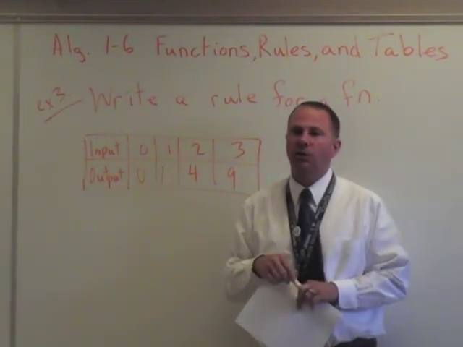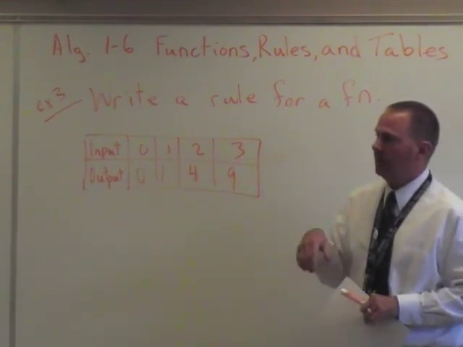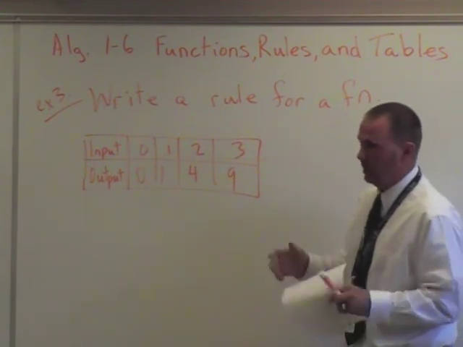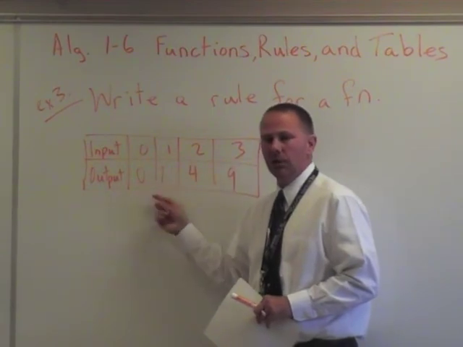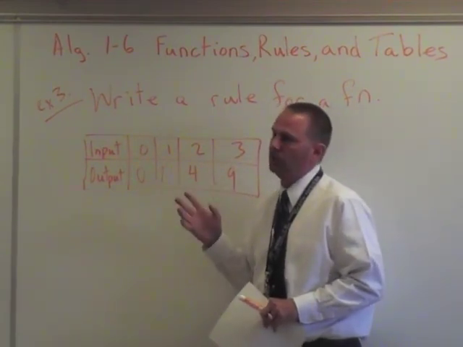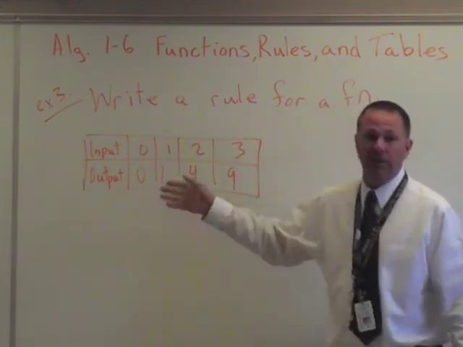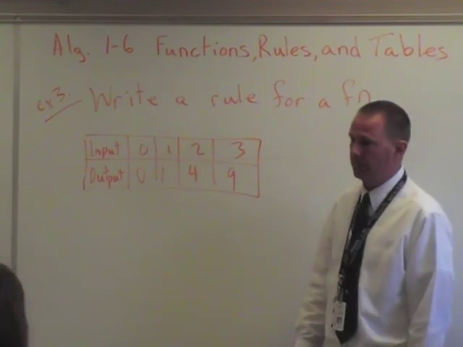Now here's what you need to do. I know you guys have done this in the past, but really what you need to be asking yourself when you get ready to write a rule for this is, what is happening to my inputs to get these outputs? That's the first question you should ask. Okay, so you need to write that down right now. So what is happening to the x values to get the y values? Cameron? Each x value is being squared.